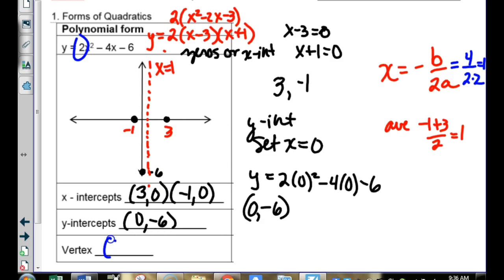All right, so we know the vertex starts at 1. How do we find the y coordinate of the vertex? We plug the 1 back in. So we have 2 times 1 squared minus 4 times 1 minus 6. Square it first and then multiply it by 2. So we get 2 minus 4 minus 6, -8. So down here somewhere, way down off the bottom of my graph paper, is the vertex at 1, -8.